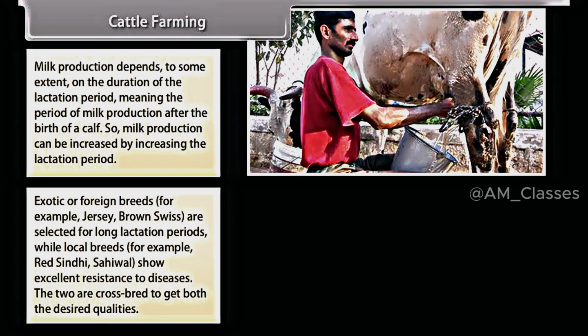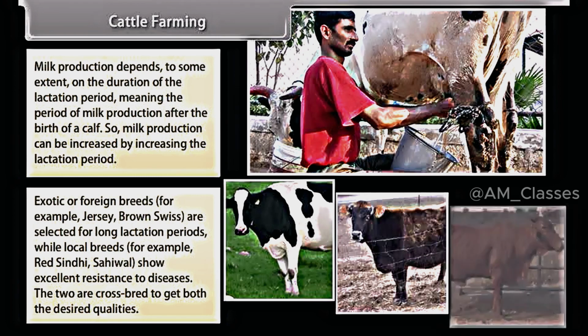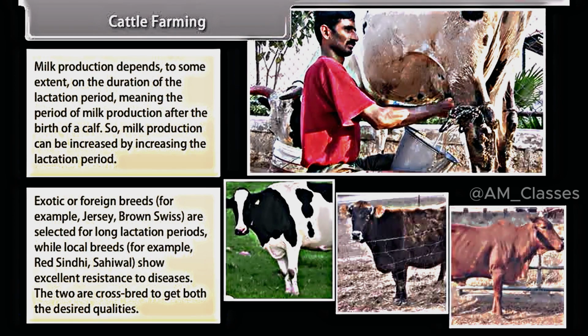Exotic or foreign breeds, for example, Jersey, Brown Swiss, are selected for long lactation periods, while local breeds, for example, Red Sindhi, Sahiwal, show excellent resistance to diseases. The two are crossbred to get both the desired qualities.